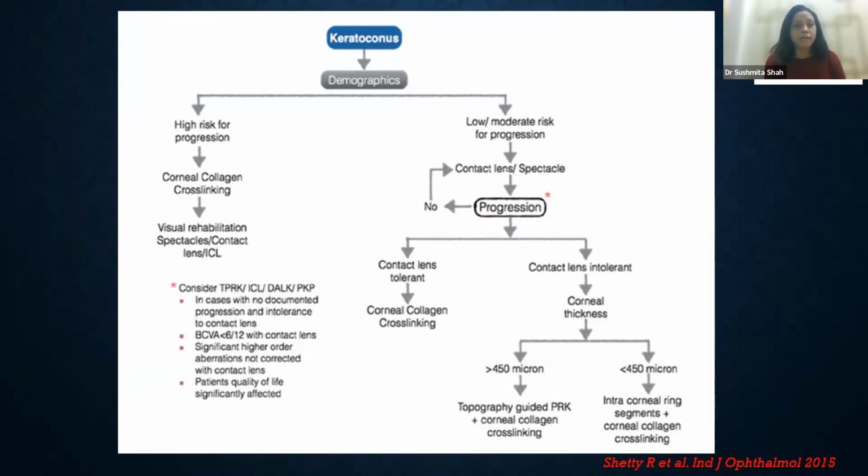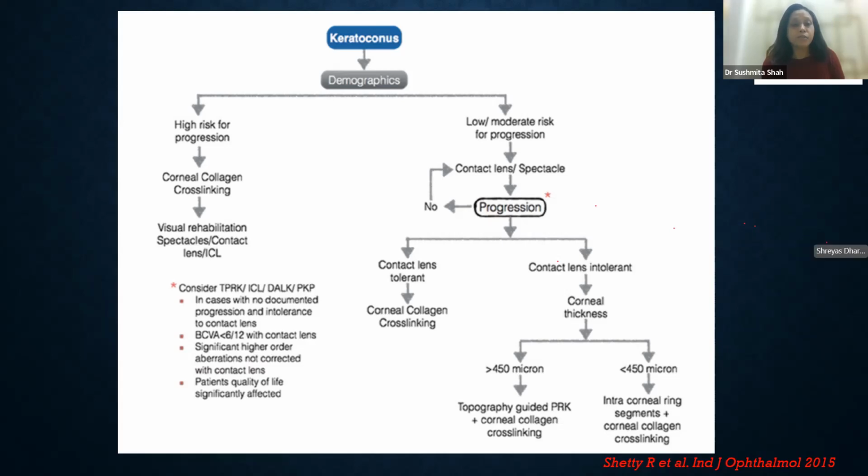This is the treatment algorithm that I commonly follow for the management of keratoconus. In eyes which are at high risk of progression or are progressing, the first thing to do is corneal collagen cross-linking, followed by visual rehabilitation with glasses or contact lenses. If there is no progression or a low to moderate risk of progression, then contact lens is a very good option. However, if there is progression and the patient is not tolerant to contact lens, then corneal collagen cross-linking is again a very good option. If the patient is intolerant to contact lens, then along with corneal cross-linking, additional visual rehabilitative procedures like topography guided PRK or intracorneal ring segments can be done.